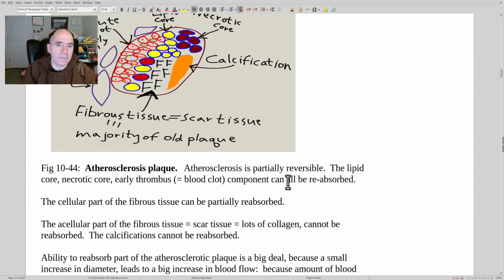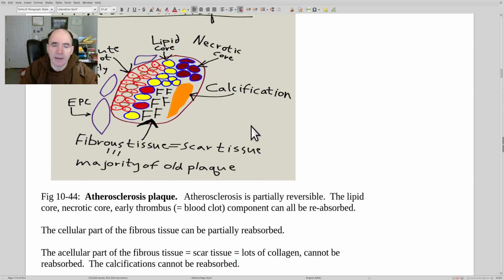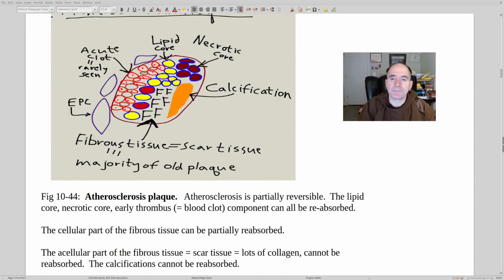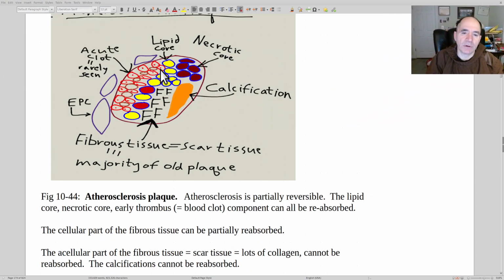Okay, we talked about how atherosclerotic plaque can be reabsorbed. Certainly, the acute blood clot component of it can be reabsorbed by the immune system. The lipid core, the fat, including from all the membranes inside the red blood cells, that'll get reabsorbed if you let it reverse. Necrotic core means dead material, that'll reverse. Now, calcification usually doesn't reverse.